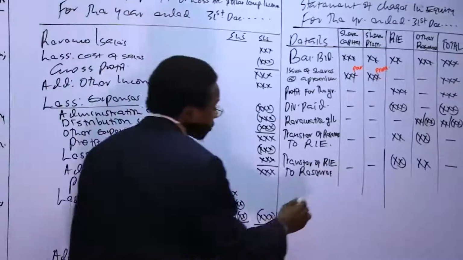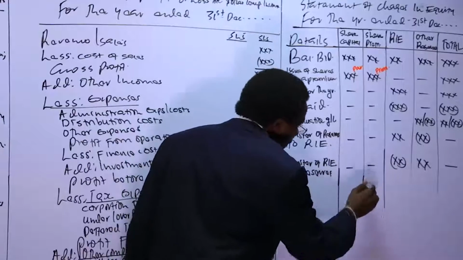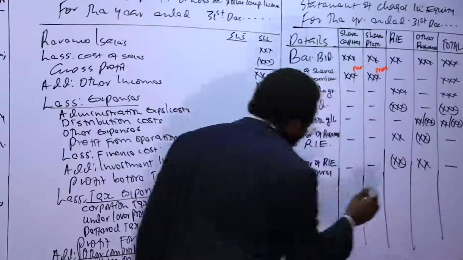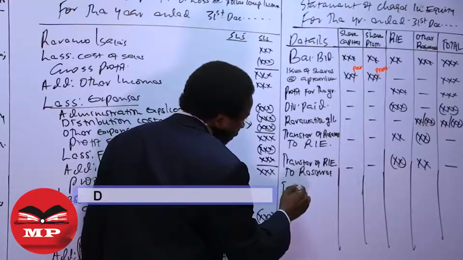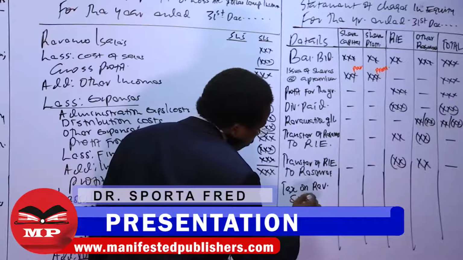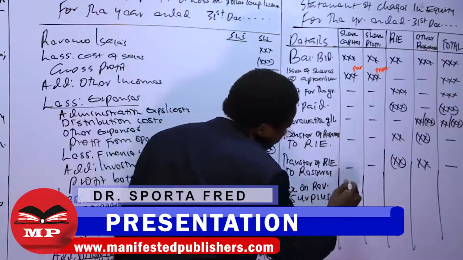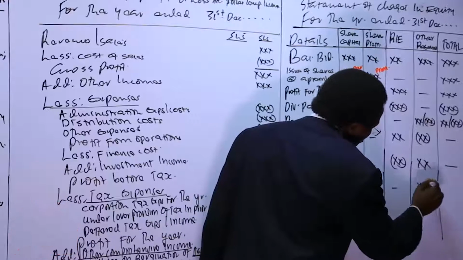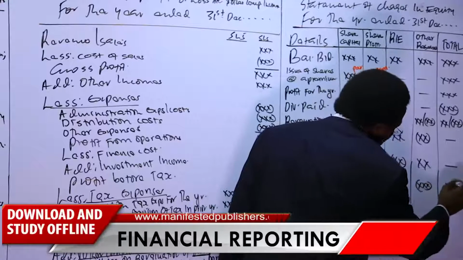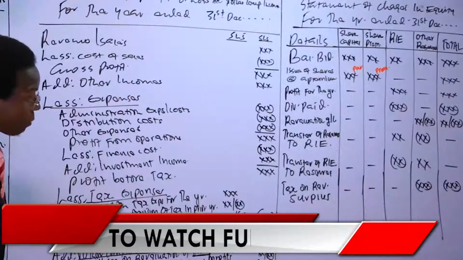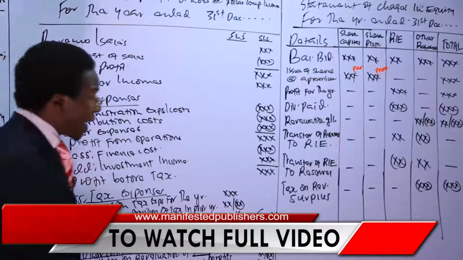Then apart from that, friends, we may also have other items, like the tax on revaluation surplus. If there is a revaluation surplus, there is a tax on revaluation surplus. We are going to adjust that accordingly, and we put that here. That's the tax on revaluation surplus. We talked about that under IAS 12.